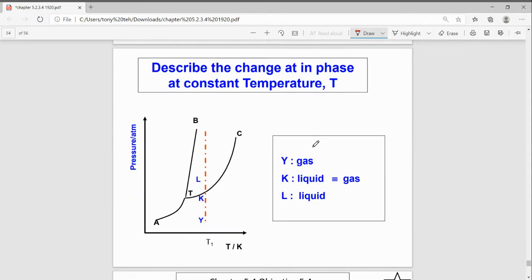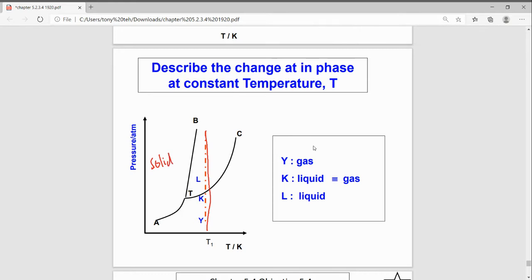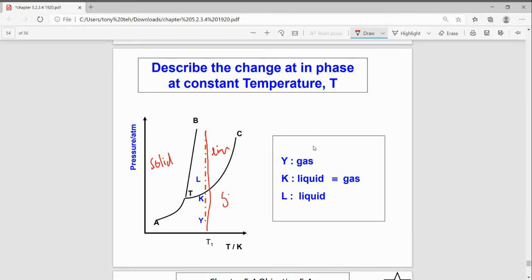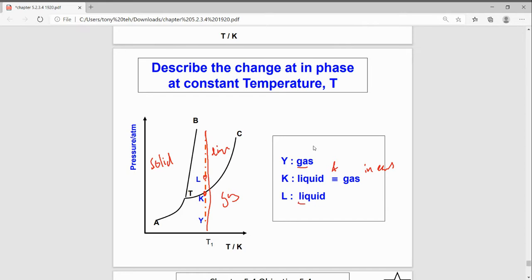Okay. Now next one. Just now we had constant pressure, now we have constant temperature. Again, label first: solid, liquid, gas. So Y is gas, K is liquid and gas in equilibrium, then L is only liquid.